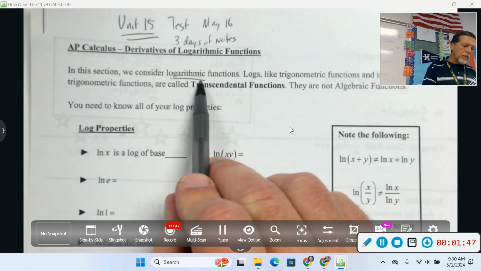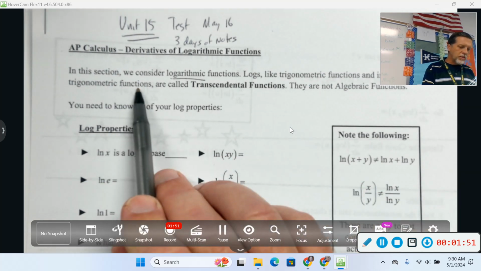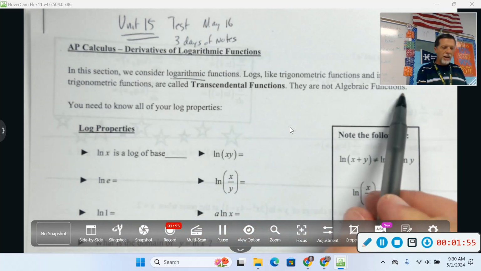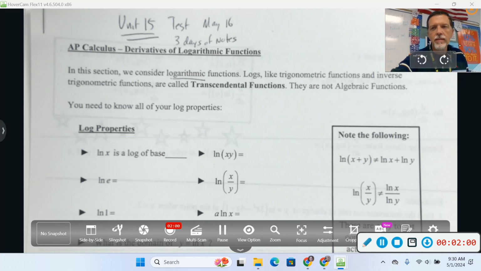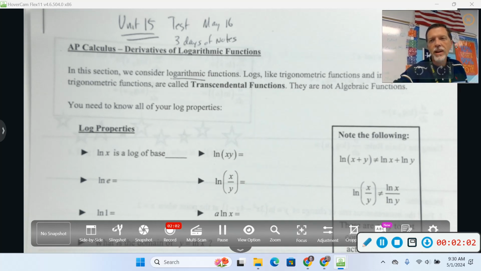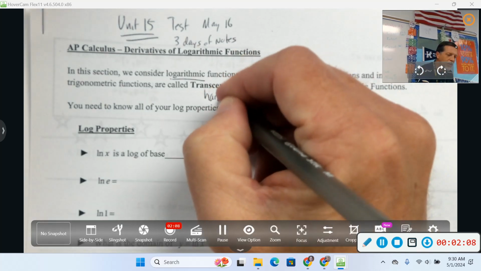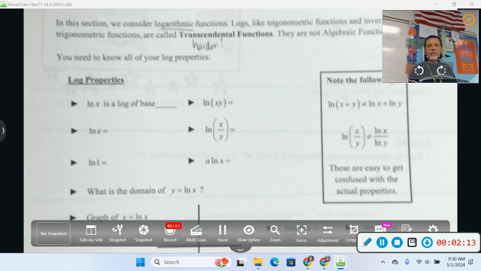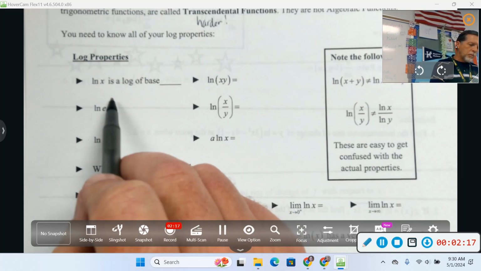Okay, log functions. Trig functions and inverse trig functions are called transcendental functions as opposed to algebraic functions. Exactly what that name means, I honestly don't really know. It doesn't affect what we're doing. You could just say that they're a lot harder functions. How about that? Sounds harder, transcendental. Let's review some algebra properties, some log properties.